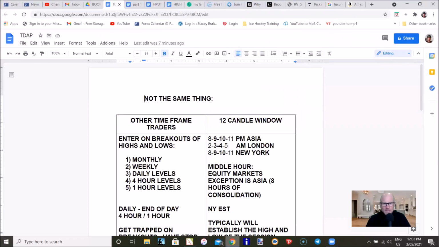Today, traders, we're going to be discussing other time frame traders and the 12 candle window. Stay tuned. We'll be right back.